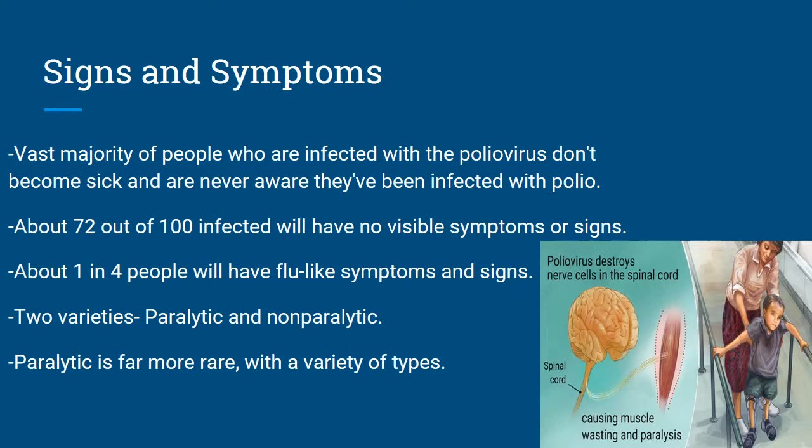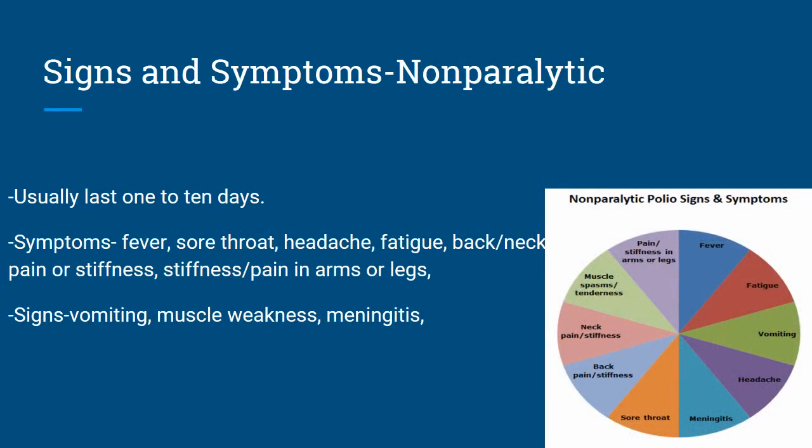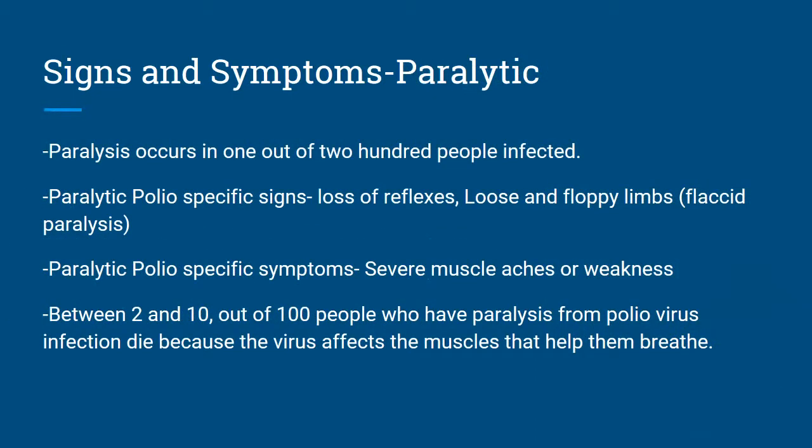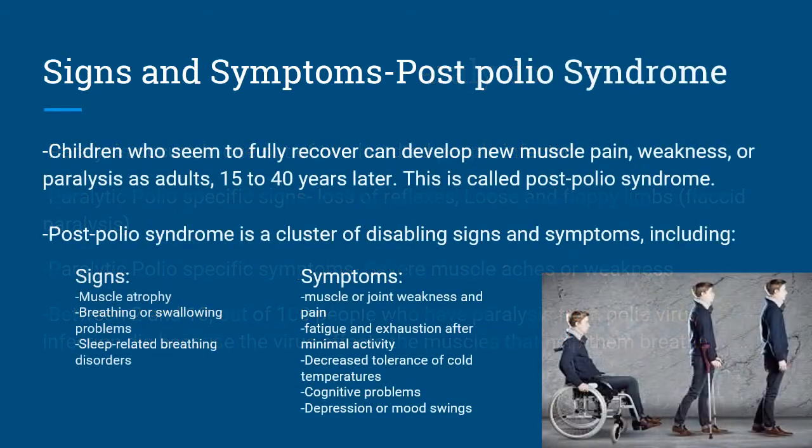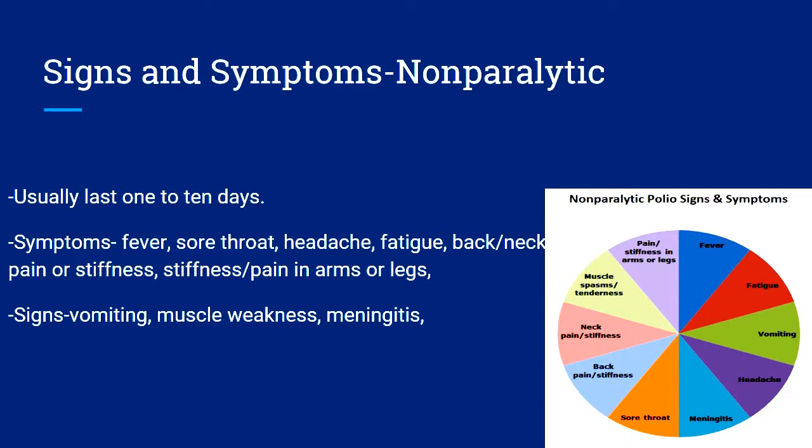Polio has two varieties, paralytic and non-paralytic, with paralytic being far more rare and having a variety of types. Now, of these two varieties, we will start off by discussing non-paralytic polio. Signs and symptoms, non-paralytic.